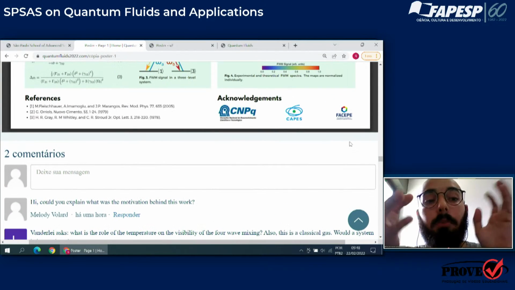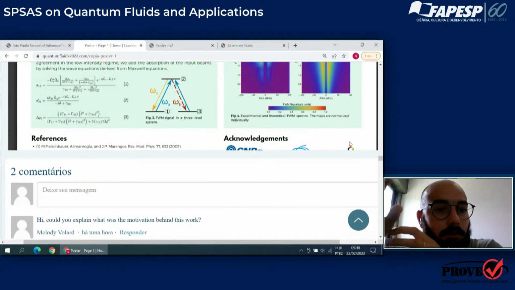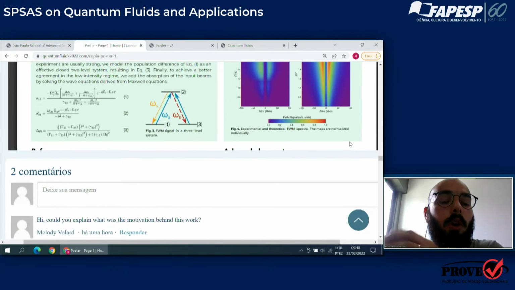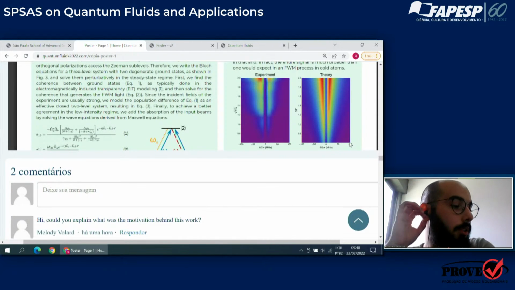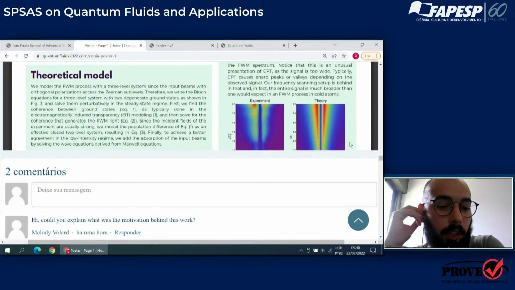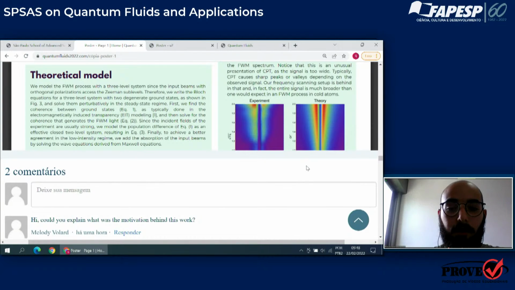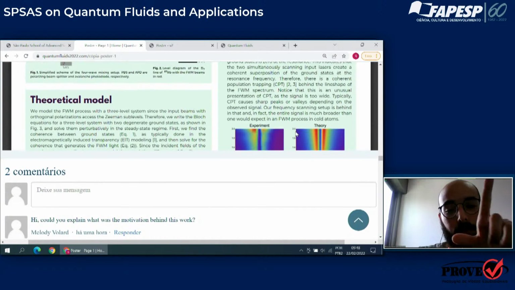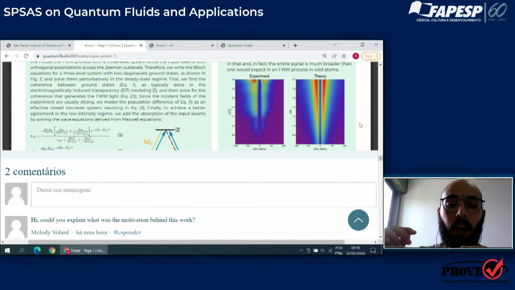But the motivation behind it was to study correlations. Since we got a weird spectrum, we wanted to first explain the spectrum and then move on to the correlation. And just to tell you the reason behind this dip, you see there in the figure of the experiment and the theory, this is a spectrum changing intensity.